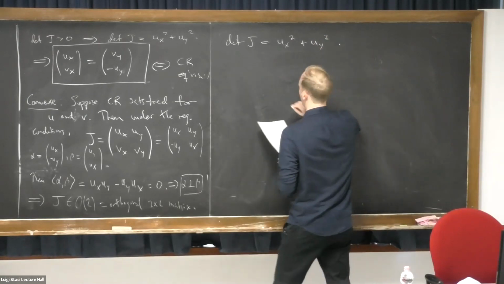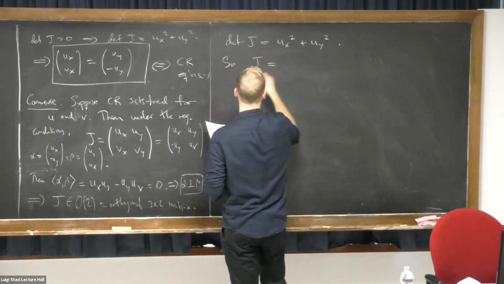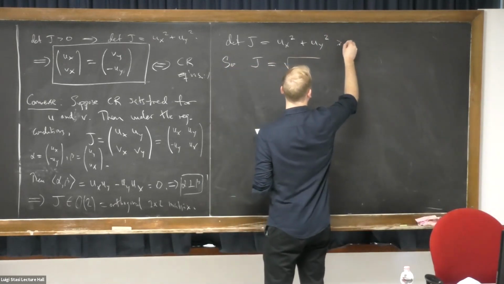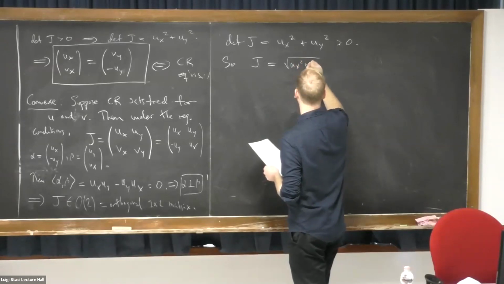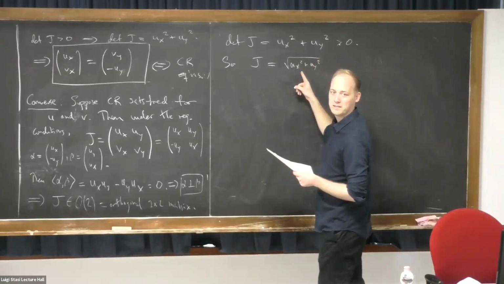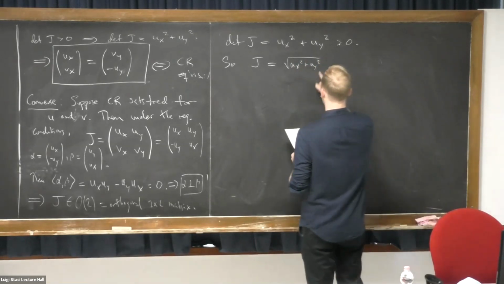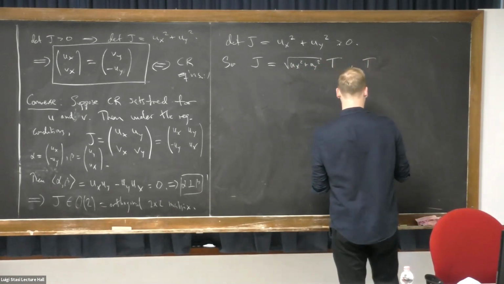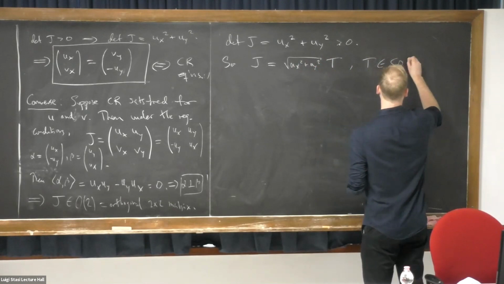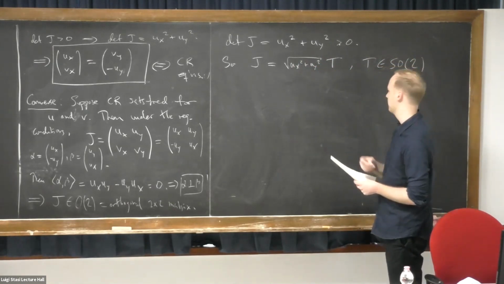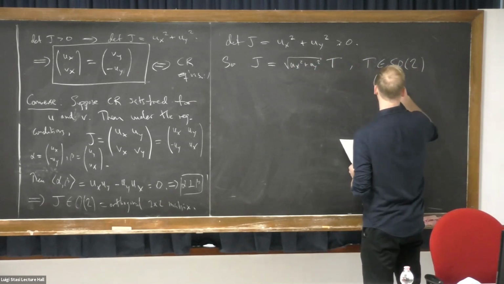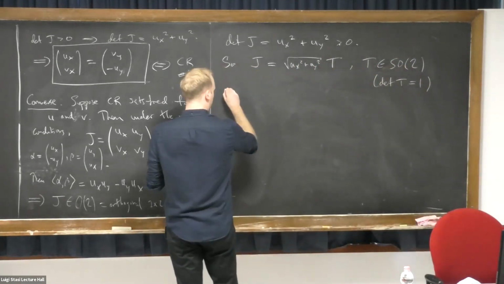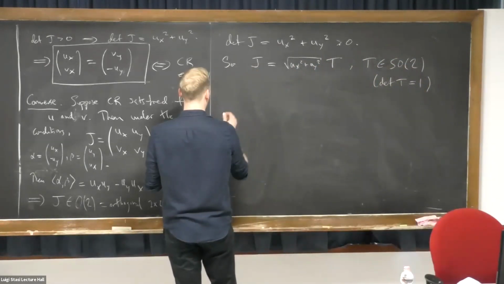Okay, and this will imply, using just a tiny bit of what we remember from the linear algebra, that J is positive, which means I can take the square root, by the way. Now, this is not the square root from last time. It's just the usual real square root. So ux squared plus uy squared, square root, times t, where t is in SO(2), which means special orthogonal. So it means the determinant of t is equal to 1. So it's an orthogonal matrix with determinant 1.